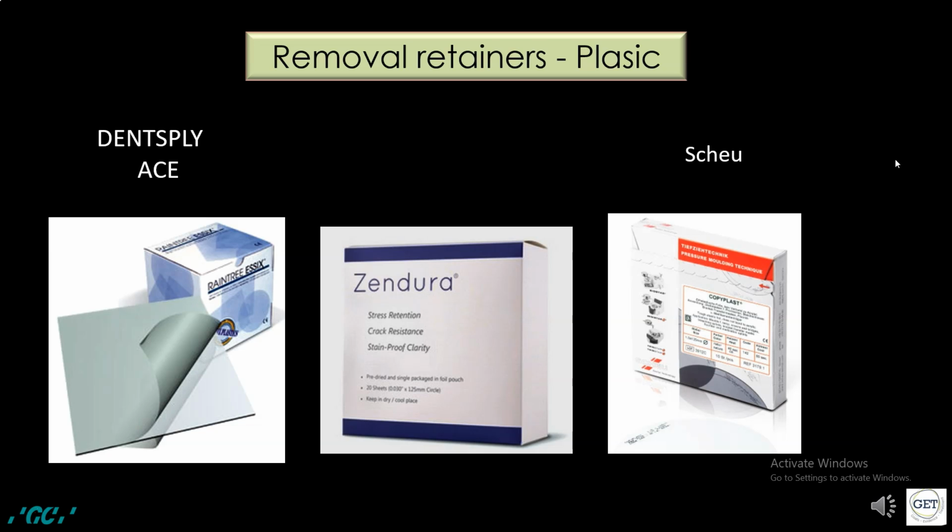Three examples of commonly used plastic foils are the Essix Raintree, which now is owned by Dentsply, and Zendura and Scheu Company, which are of a higher quality and more expensive than the Essix. The thickness usually used for the retainer is 0.030 or 0.040 inches, which are equivalent to 0.75 and 1 millimeters. Detailed information about the fabrication and processing can be found in the retainer module.